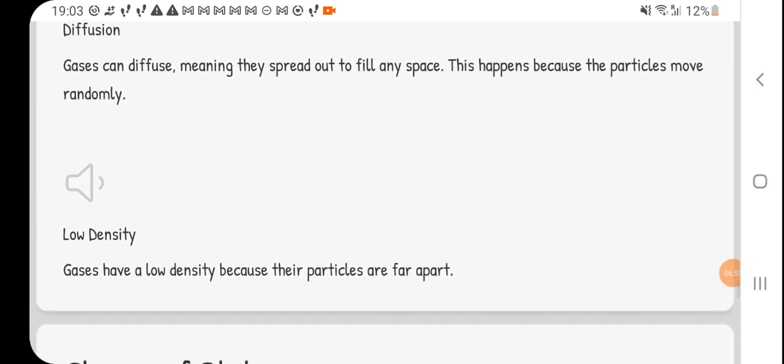Diffusion. Gases can diffuse, meaning they spread out to fill any space. This happens because the particles move randomly. Low density. Gases have a low density because their particles are far apart.